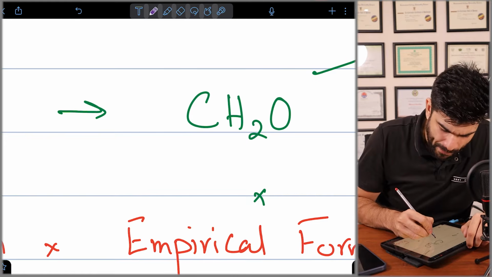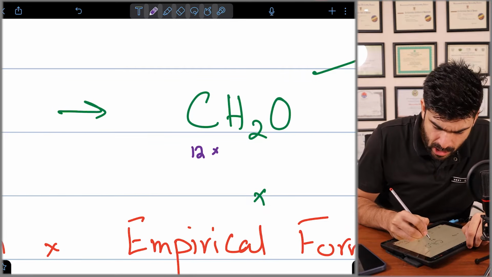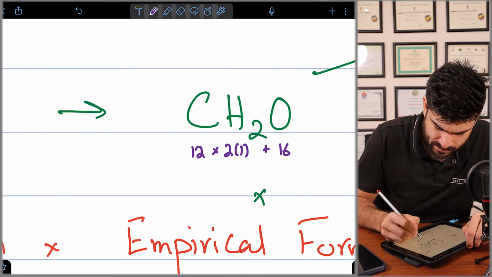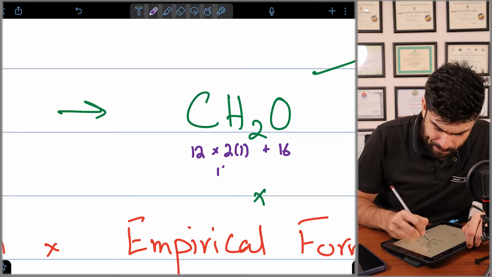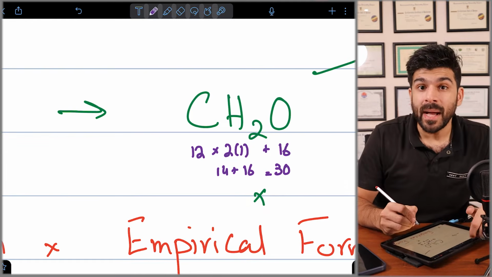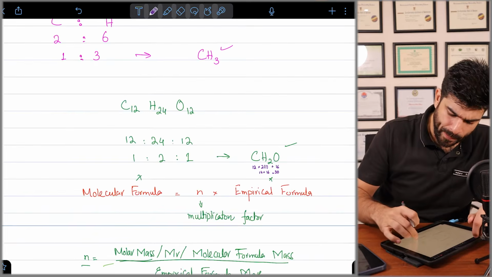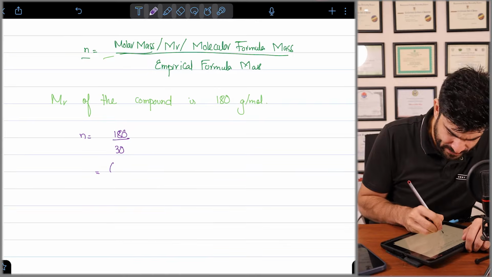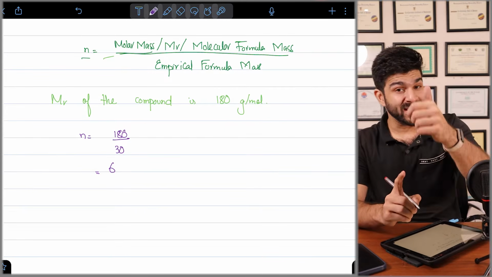Carbon is 12 in the periodic table. Hydrogen is 1, so 2 times 1, plus oxygen, which is 16. So this is 14 plus 16, that is 30. So this is the empirical formula mass. Let's incorporate this value into the formula. 180 divided by 30 is 6. So the multiplication factor is 6.